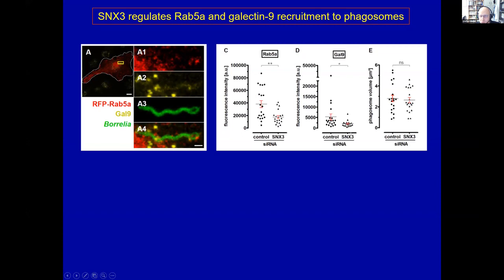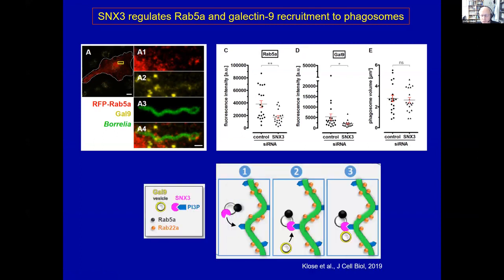So the SNCS3 is really important for bringing both of these proteins to the surface of these phagosomes where they can exert their activity that leads to the compaction and eventual degradation. So that leaves us with a model of how SNCS3, despite being so tiny, is actually able to drive the compaction of the Borrelia.